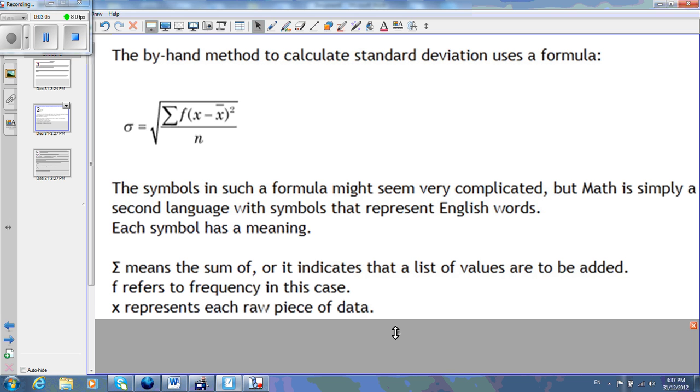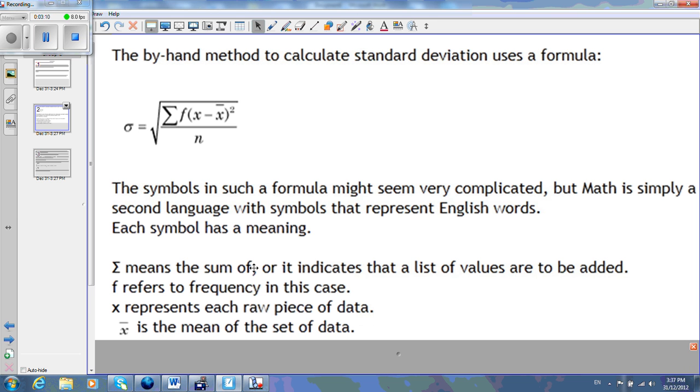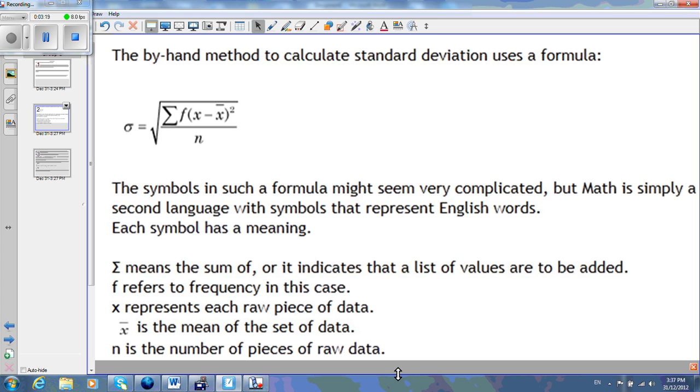X represents each piece of data in our set. X bar is the mean of the set of data, and we call it X bar because it has the line on top of it, so that's where the bar comes from. And N is the number of pieces of raw data. So the standard deviation is calculated by taking the square root of the sum of the difference between each data value and the mean squared, all divided by the number of data values.